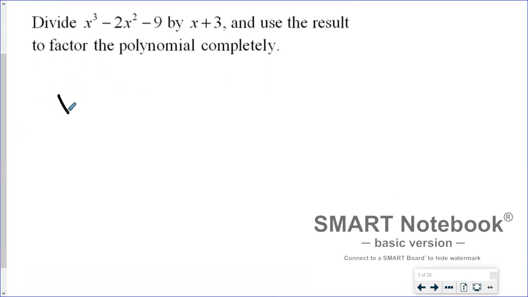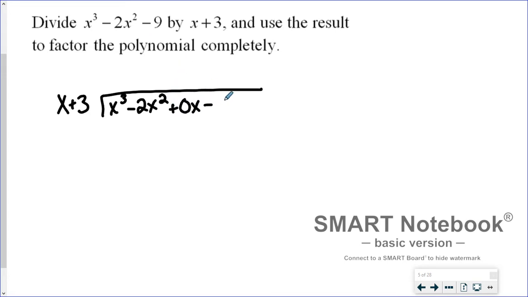I'm saying x plus 3 is going into x cubed minus 2x squared. Notice that there's a missing linear term. There's no something x. If you want, you can put 0x in there. With long division, you don't have to. It can help you, but you don't have to. When we get to synthetic division, you have to. If you just want to do it to get in the habit of putting it in there, then that's fine. So we keep going through those same steps again.